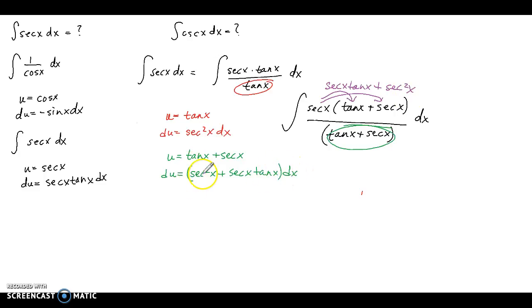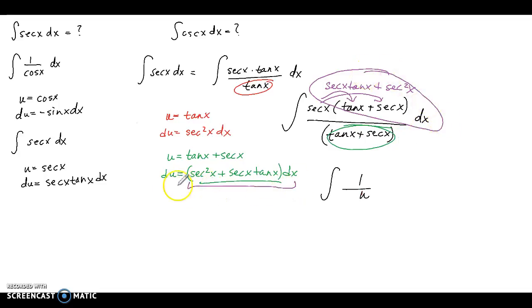Oops, I forgot the dx. But this exact same expression is showing up twice. So that's real nice and easy now. All I have to do is rewrite it in terms of what I have. So now I have the 1 over u, because I replaced that as u, and this whole expression in purple here is exactly what du equals. So I can just write du here.